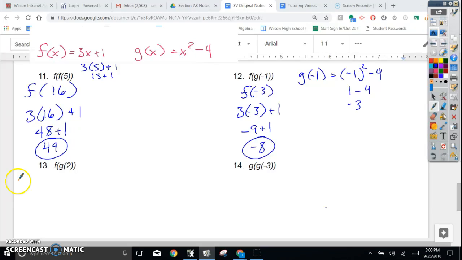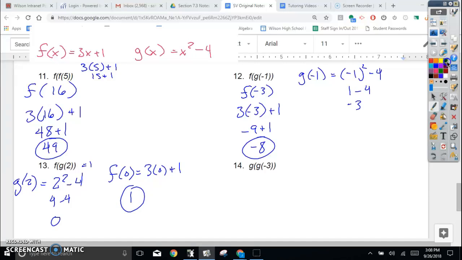All right, let's do g of 2. G of 2 would be 2 squared minus 4. So that's 4 minus 4, which is 0. So that means I have f of 0, which would be 3 times 0 plus 1. So we're going to get a final answer of 1.